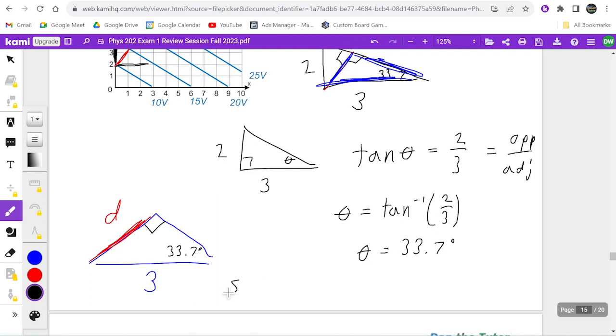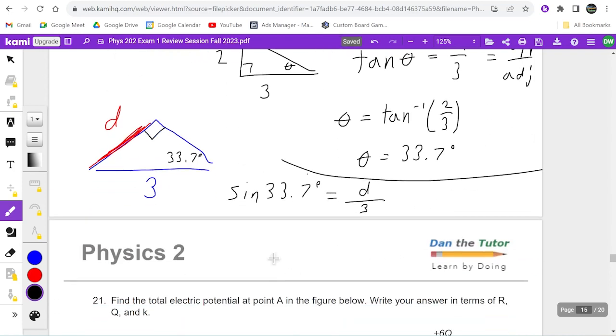So I'm going to say sine of 33.7. And why did I choose sine? I chose sine because the opposite leg is D and the hypotenuse is 3. So multiply both sides by 3 and you get D equals 3 sine of 33.7 degrees. I plugged this in a calculator earlier today and I got D equals 1.66 meters.